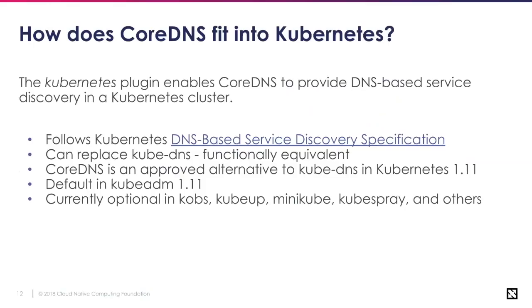So that's what CoreDNS is standalone, but how does it fit into Kubernetes? There's one plugin called kubernetes that enables CoreDNS to provide DNS-based service discovery in a Kubernetes cluster. It follows the DNS-based service discovery specification that is defined. It can replace KubeDNS because it's functionally equivalent. And CoreDNS is an approved alternative to KubeDNS in Kubernetes 1.11. It's also the default in kubeadm in 1.11. And it's also an option in kops, not kobs, kube-up, Minikube, Kubespray, and other installers. Next slide.